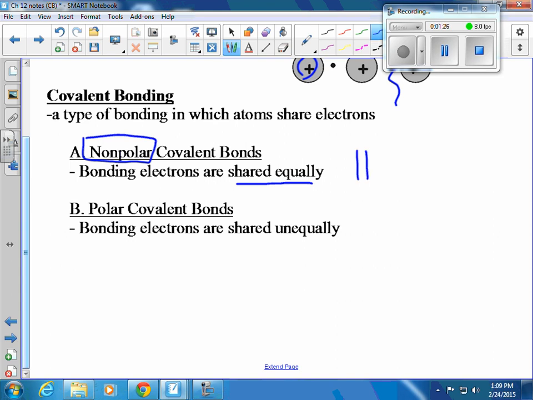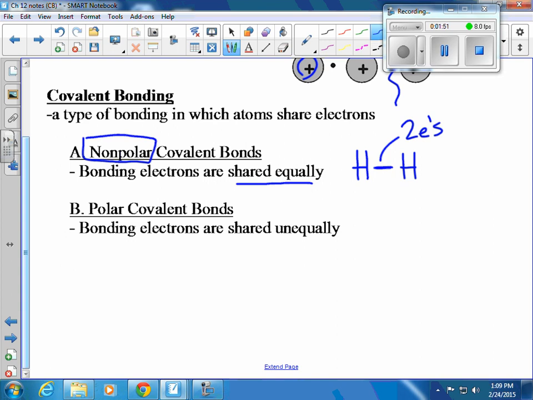Something like this could be a hydrogen bonded to hydrogen. You can see that they both have the same size atom. They will be pulling with the same strength against each other. And this little stick that I drew here represents the two electrons that are being shared in that bond. If you look up at the periodic chart, those electrons are being shared because hydrogen wants to act like helium.